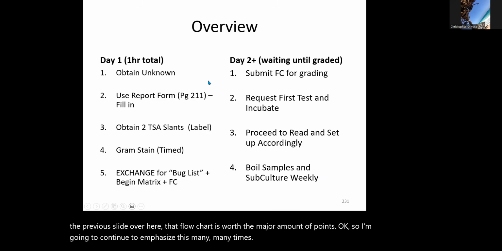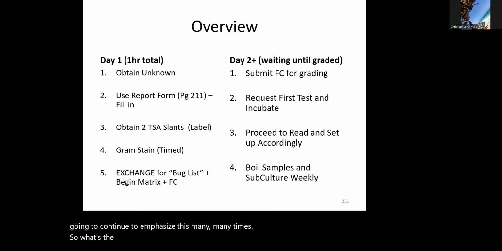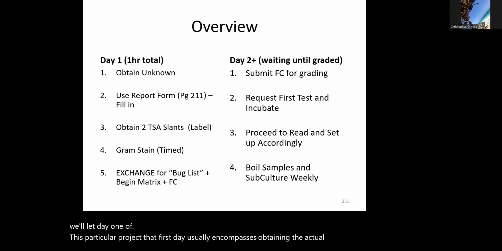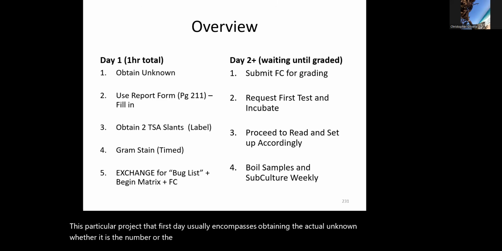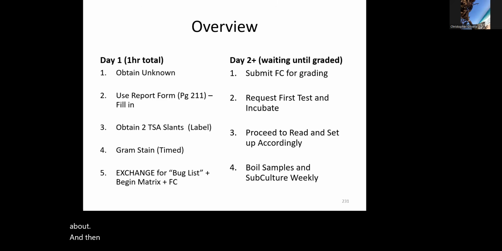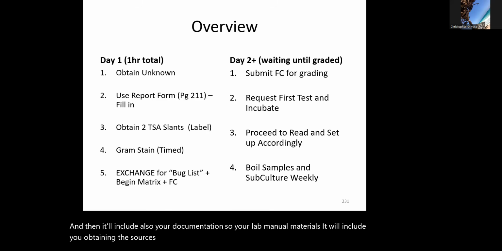So what's the plan? Ideally, on the very first day we start, and we will tell you when that is, we'll let you know day one of this particular project. That first day usually encompasses obtaining the actual unknown, whether it is the number or the actual slant that contains the organism, the one you don't know about. And then it'll include also your documentation, so your lab manual materials. It'll include you obtaining the sources of information for that particular unknown. And then normally that's when you do your gram stain too.